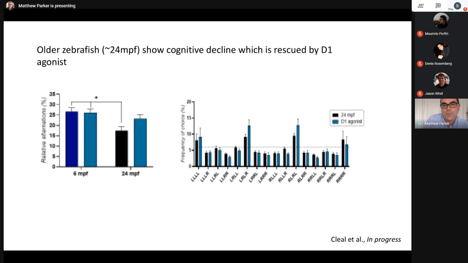D1 agonists are well known to be cognitive enhancers and have been shown in a variety of different species to be cognitively enhancing. As you'll notice, the 24-month-old fish, in terms of their alternations, as we showed you before, showed a reduction, but this was rescued by the D1 agonist. Again, this is part of some ongoing work, but it does seem likely that not only can we use aging zebrafish within the Y maze to look at cognitive decline, but also that we're able to rescue to a certain extent the cognitive decline with agents that we see rescuing cognitive decline in other vertebrates.